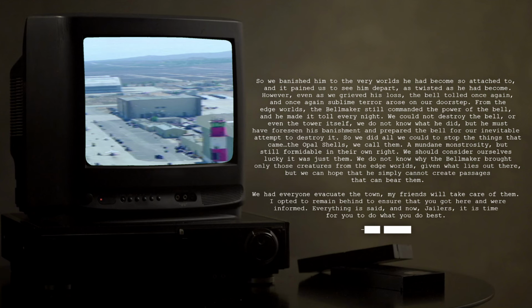We could not destroy the bell or even the tower itself. We do not know what he did, but he must have foreseen his banishment and prepared the bell for our inevitable attempt to destroy it. So we did all we could to stop the things that came. The opal shells, as we call them. A mundane monstrosity, but still formidable in their own right. We should consider ourselves lucky it was just them.